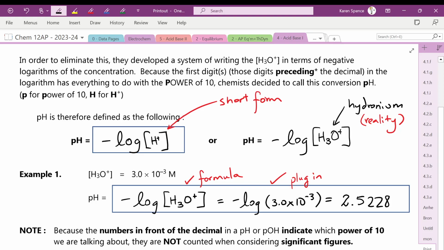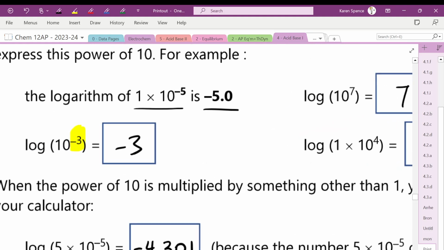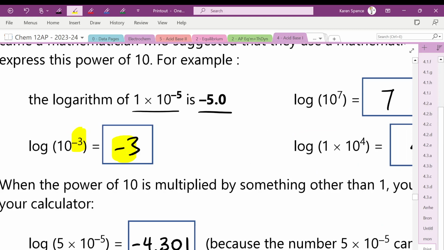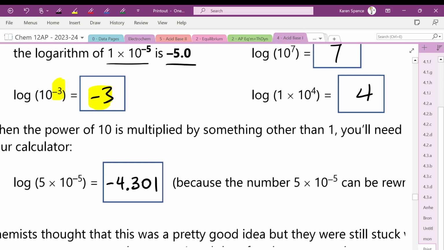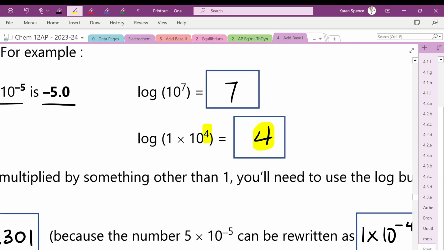And now we get to the only thing about pH that is tricky, and that is significant figures, okay? Now, let's go back and look at our other numbers here. We had 10 to the negative 3. If we take the log, we get negative 3, right? If we have 1 times 10 to the 4, we get 4.